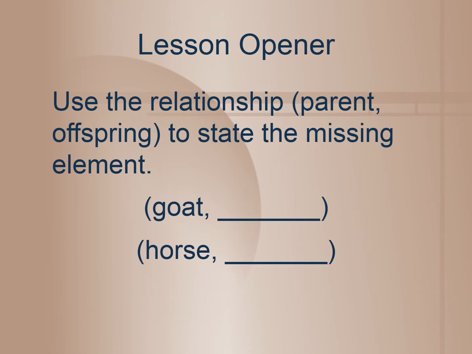So let's try another one. Goat, comma. And so our offspring would be a kid. And then a horse offspring would be a bull.